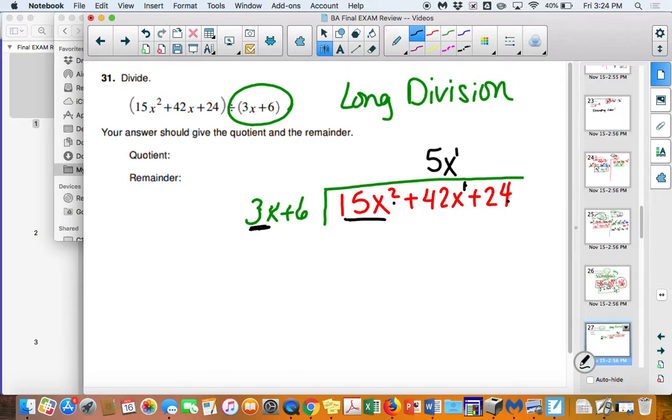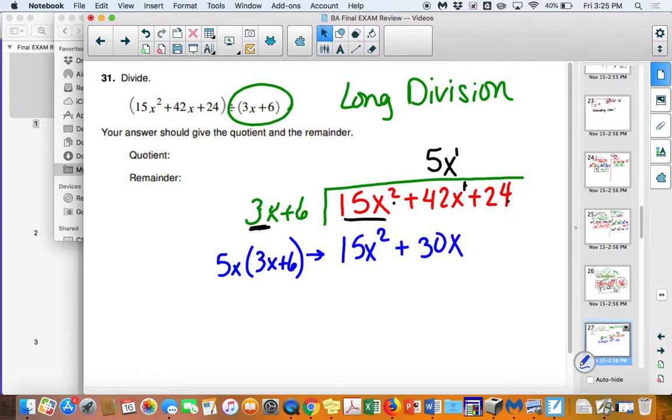Now I'm going to multiply 5x times this. Now the way we had done it in class is that we had said, just to kind of keep our head straight, we're going to write it down over here, 5x times 3x plus 6. Now let's write that down and put it right here. So 5x times 3x is 15x squared. 5x times 6 is 30x.